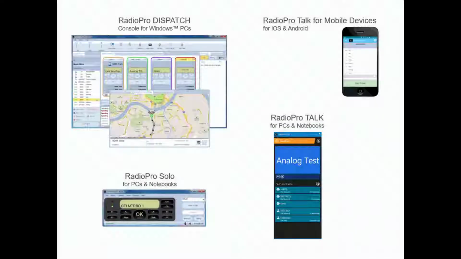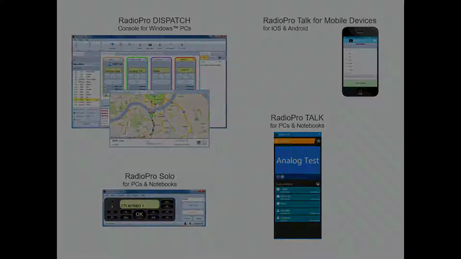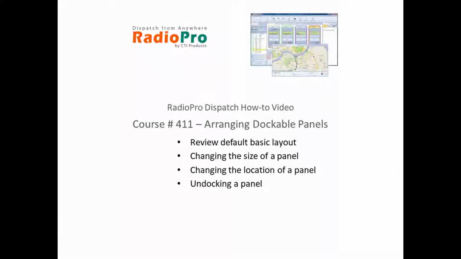RadioPro is a set of radio over IP software applications that run on Windows PCs and notebooks, as well as iOS and Android devices to enable you to communicate with two-way radio users. This how-to video for RadioPro Dispatch will show how to arrange the different dockable panels on a monitor.